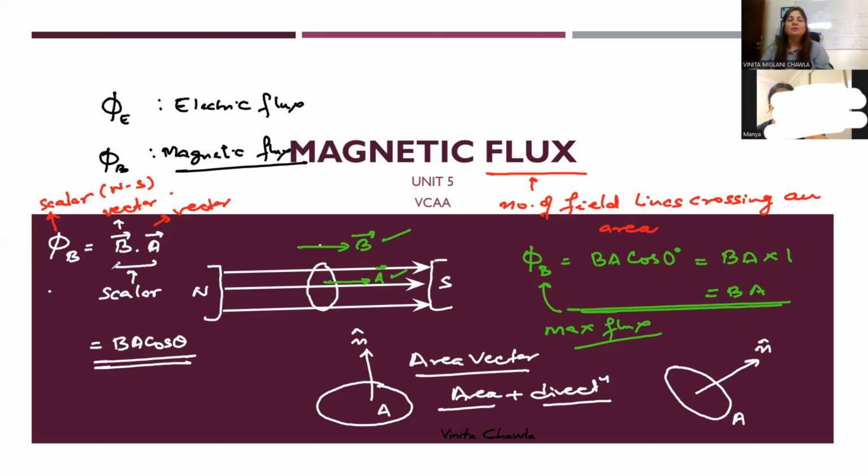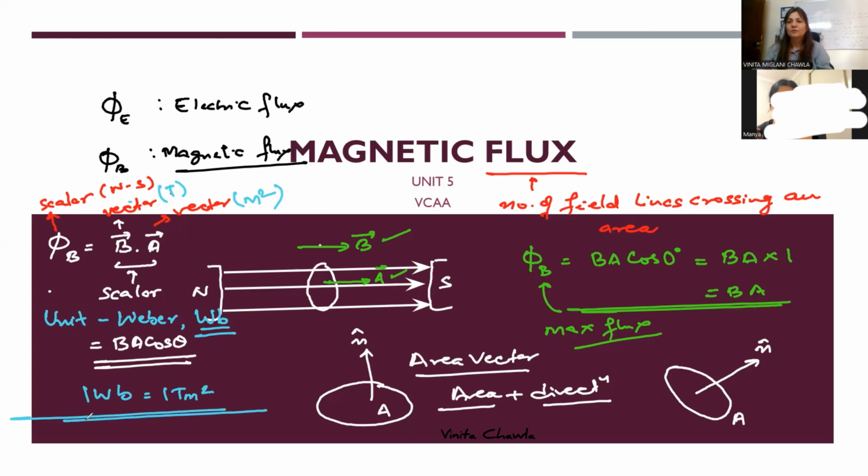Okay. And this we have discussed already, this magnetic flux is a scalar quantity. Now, what do you know about the unit of magnetic flux? What is the unit? Any idea? It is Wb. It's Weber. And how do we write it? We write capital W and small b for Weber. And what is the unit of magnetic field intensity? It's Tesla. And for area, meter square. So we can say 1 Weber is 1 Tesla meter square. We can write it like this as well.